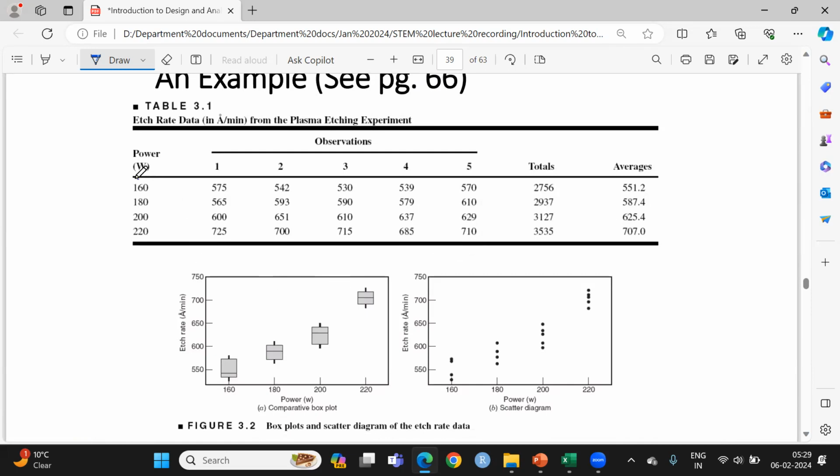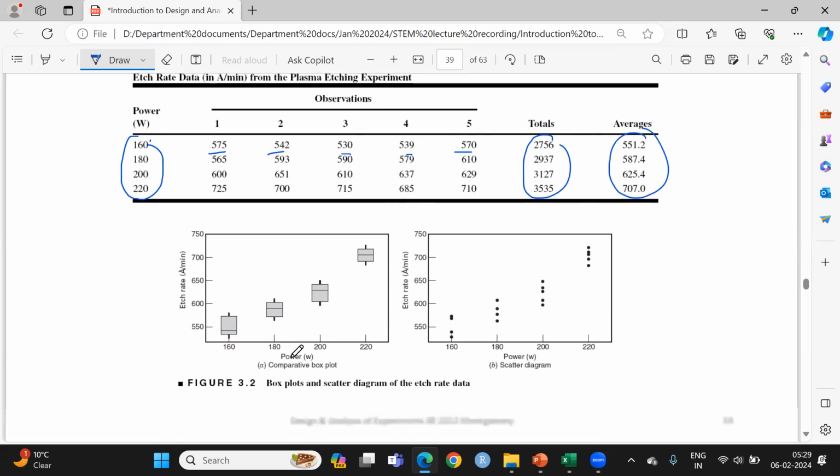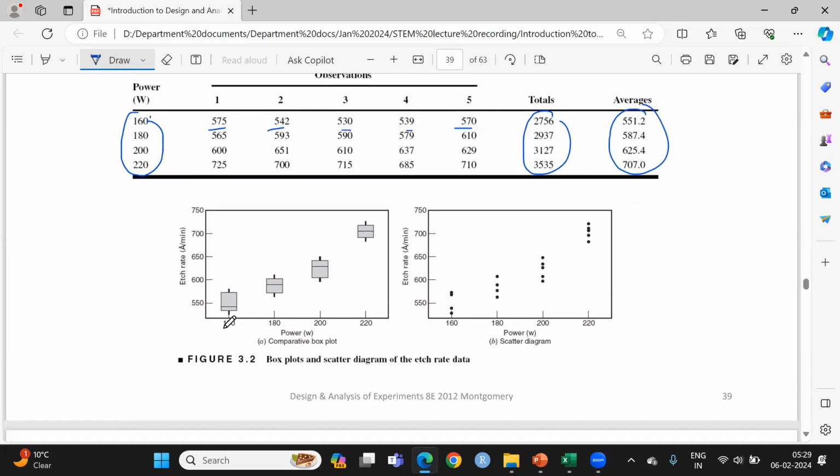So here you can see that we have four levels of power, and corresponding to that we have various observations. That is, corresponding to each power, we have five observations that are given horizontally. The totals are already given, and their averages are also given. When we draw it on the box plot, you can see it can easily be visualized that there must be a significant difference in their mean values. But we have to test it. We have to make a final conclusion based upon the statistical test.